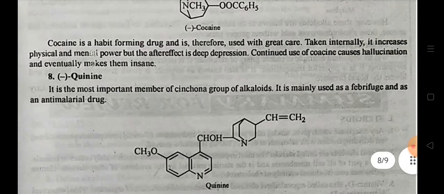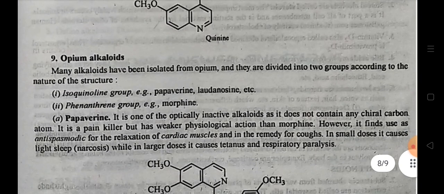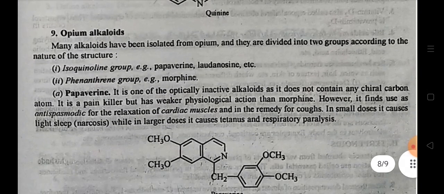Eighth is quinine. It is the most important member of cinchona group of alkaloid. It is mainly used as a febrifuge and as an anti-malarial drug. Opium alkaloids. Many alkaloids have been isolated from opium and they are divided into two groups according to the nature of the structure. First one is isoquinoline group. Examples are papaverine, laudanosine, etc. Second is phenanthrene group. Example is morphine.